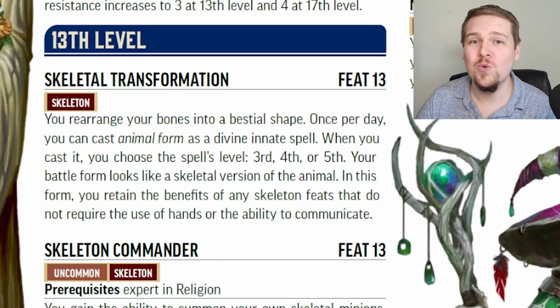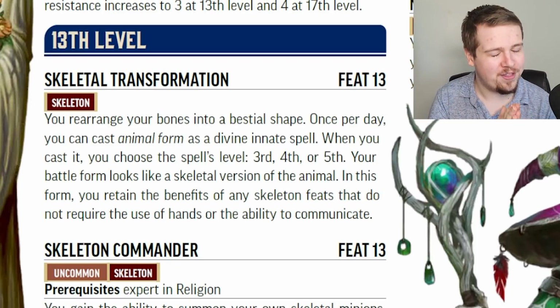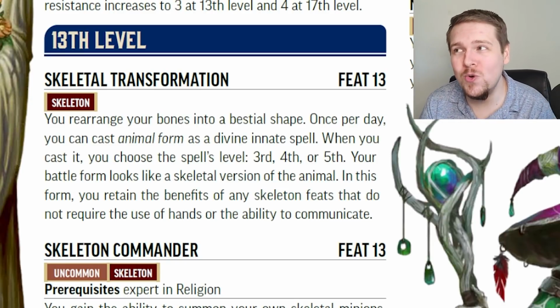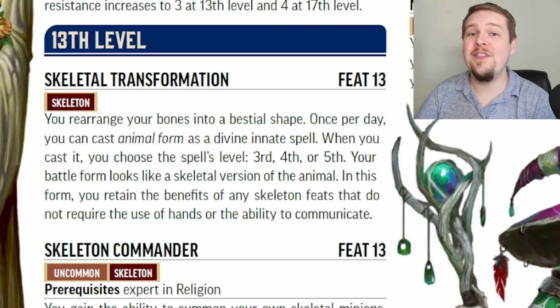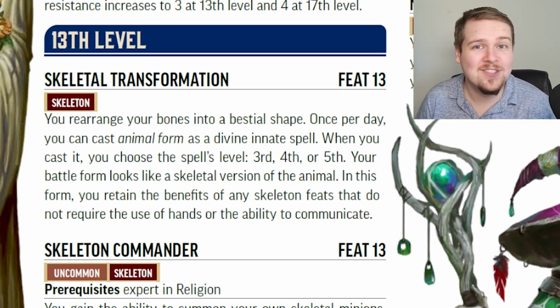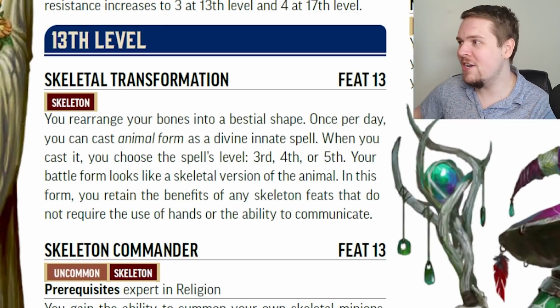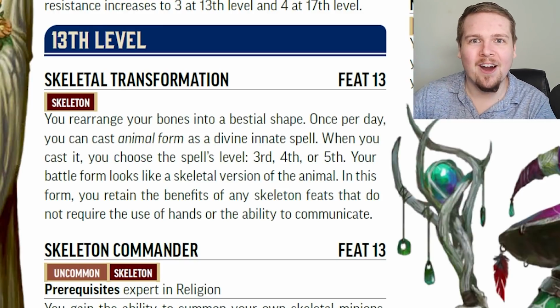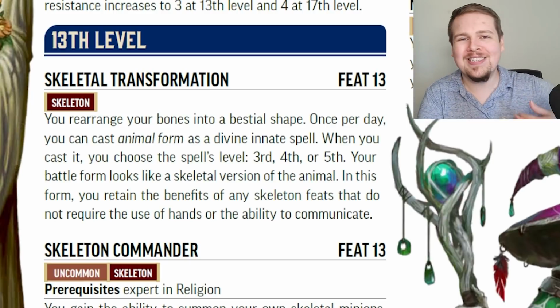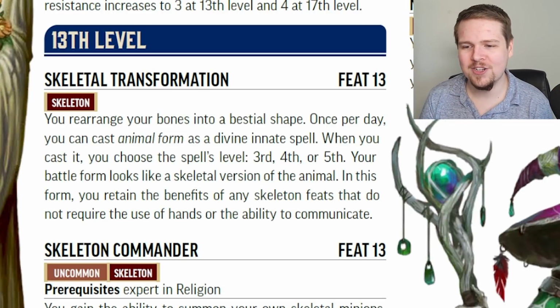Skeletal transformation is just so cool. Once per day, you can transform into an animal, casting it at 3rd, 4th, or 5th level, but the animal you turn into is a skeleton. In this shape, you get to keep all of your skeletal feats as long as they don't require hands or communication, but you look like a skeletal animal. If you turn into a bear, you're a skelebear. If you turn into a wolf, you're a skeleton good boy. This is really cool. It's a bit high level, but I understand why.